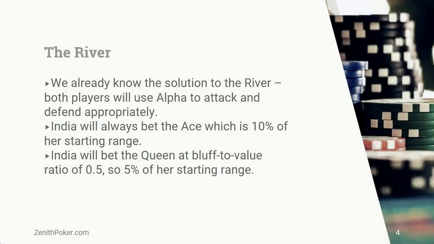We already know what the solution to the river is from our video on the Ace-King-Queen games. Because the bet size is 100% of the pot, alpha is going to be 0.5, and so India will bet the queen as a bluff at a bluff to value ratio of 0.5. So for her 10% ace, she will bet 5% queen on the river.